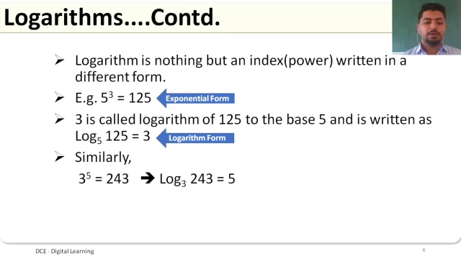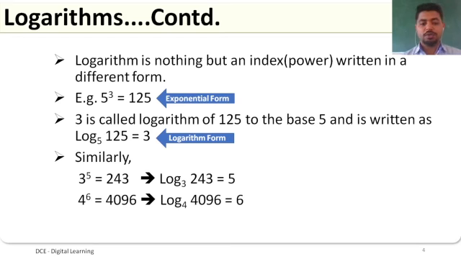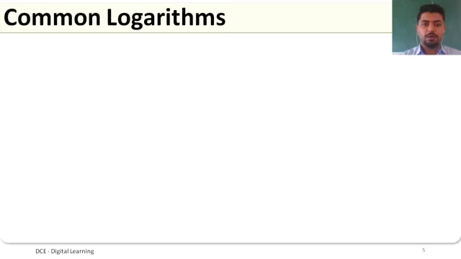Similarly, 3 raised to 5 equals 243. This is exponential form of a number. Log of 243 to the base 3 equals 5. This is the log form. Similarly, 4 raised to 6 equals 4096. This is exponential form. Log of 4096 to the base 4 equals 6. This is log form. Exponential form, log form.